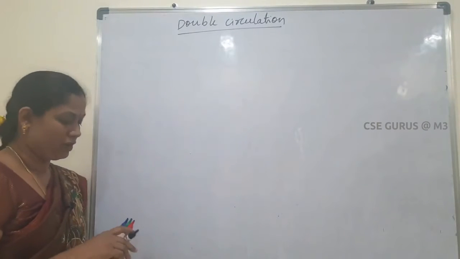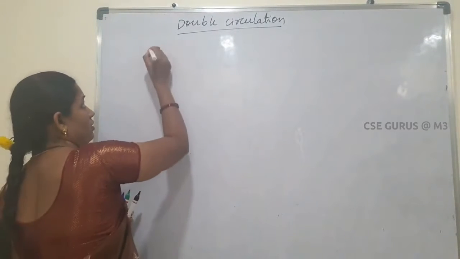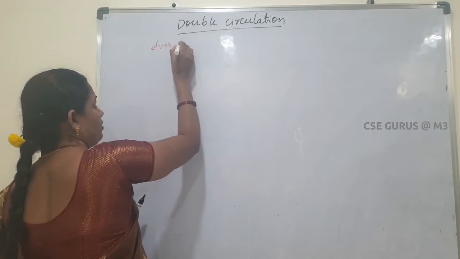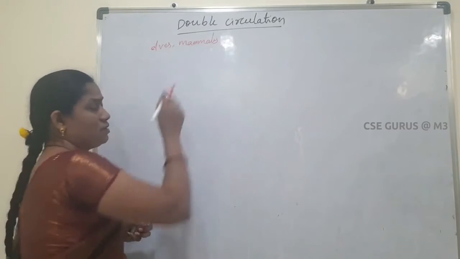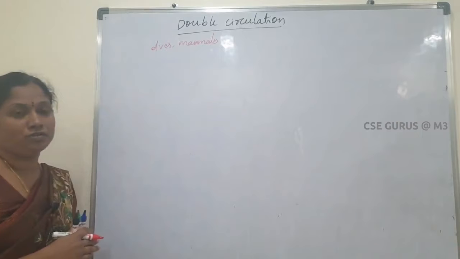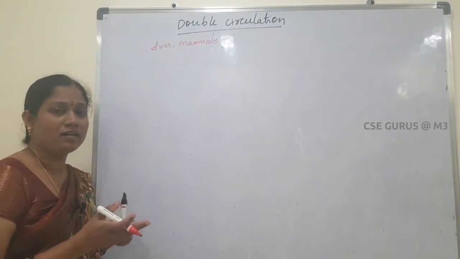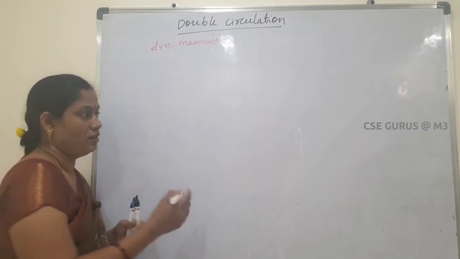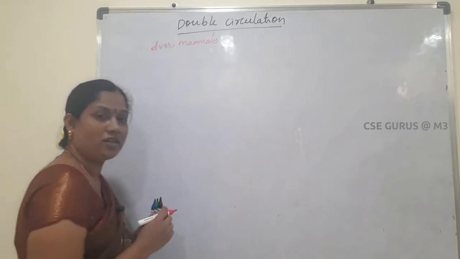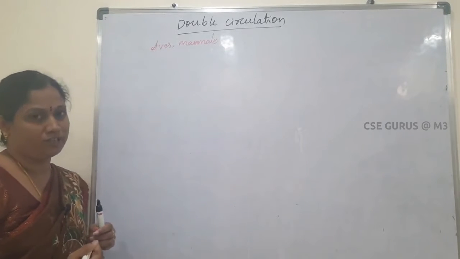In general, in aves and mammals, double circulation is present. In aves and mammals the heart can be divided into four chambers. How many chambers? Four chambers. The upper chambers are called atria, the lower chambers are called ventricles.